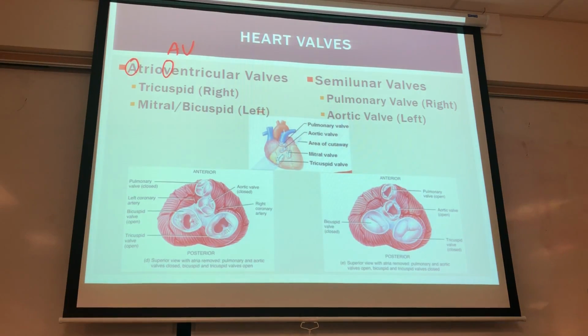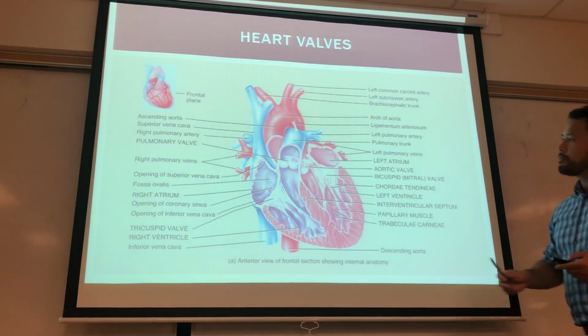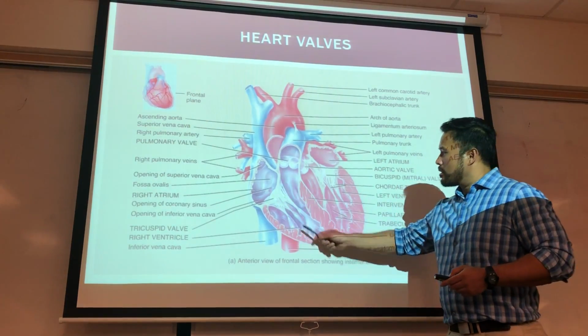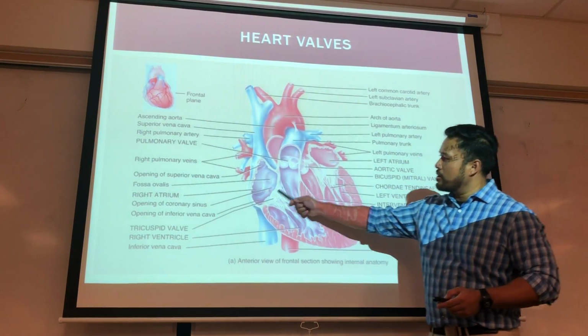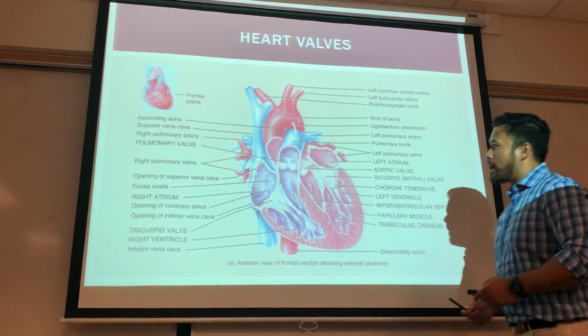And these are going to be the valves in between the atria and the ventricles. So while we see them at the top over here, you can see these are the atria, here are the ventricles. We're going to see that on the next slide over. Right atrium, right ventricle, and here you can see our AV valve.